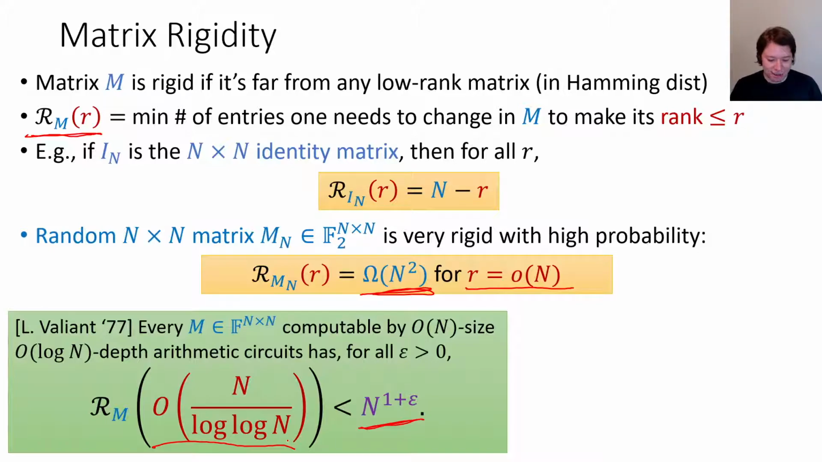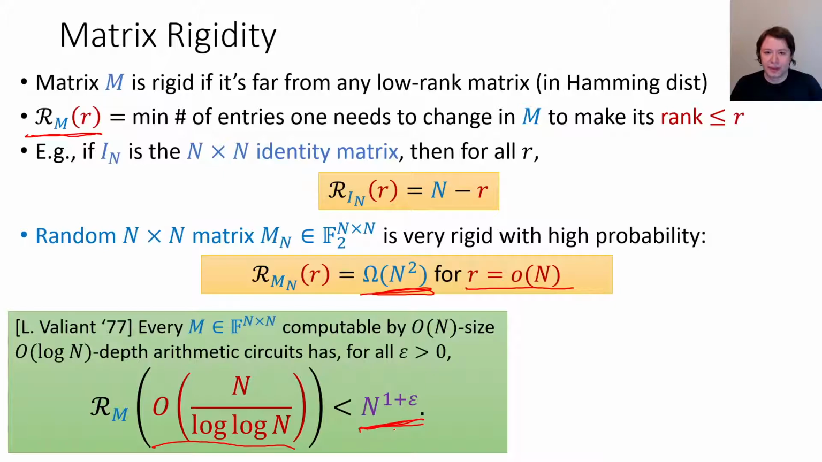This led to a program of trying to prove that certain matrices of interest are rigid, which would imply that they don't have small low-depth circuits. For example, I mentioned before that the Walsh-Hadamard transform has n log n size, log-depth linear circuits. If we could prove that it's more rigid than this, then that would work towards proving that the construction is actually optimal. But as I'll mention in a second, we actually know that it's not rigid enough to prove a lower bound like this.